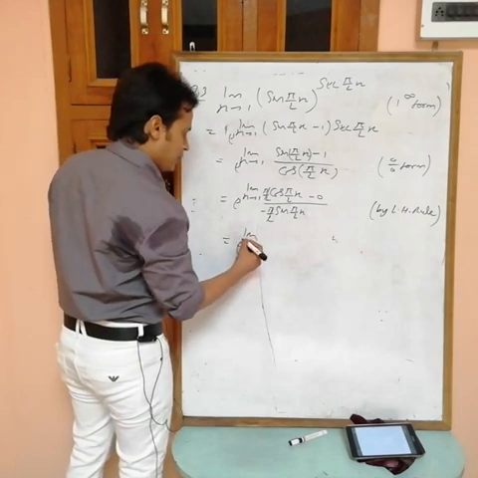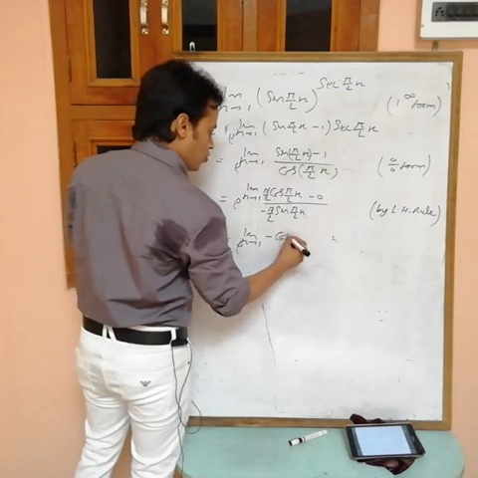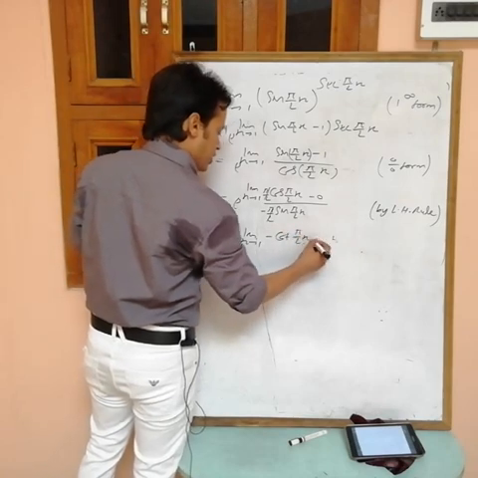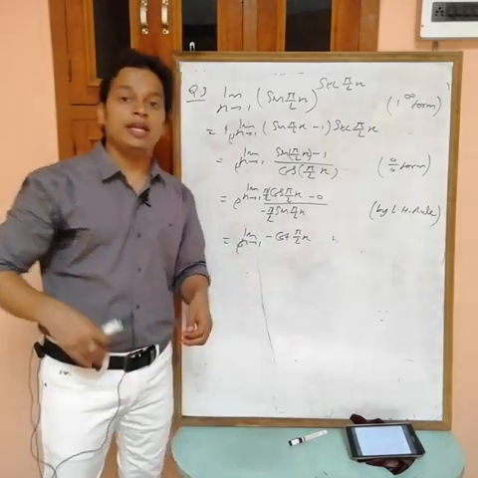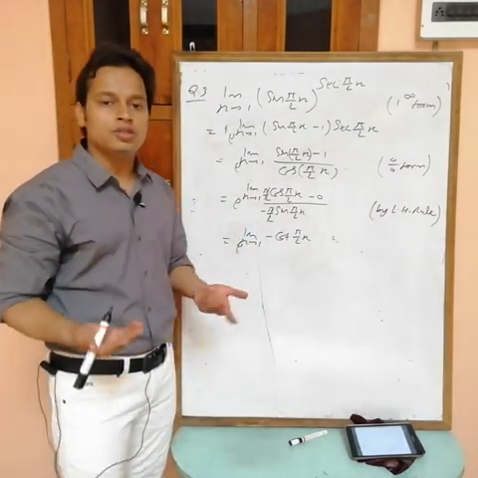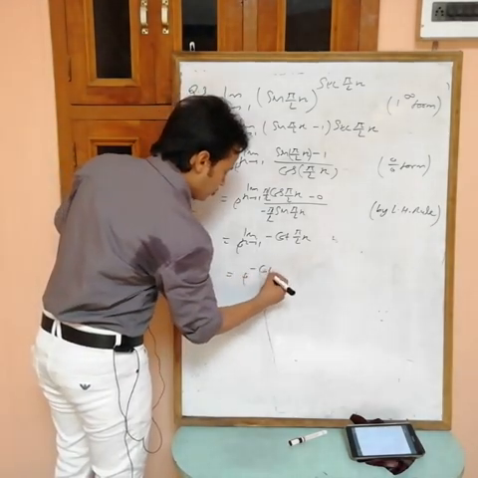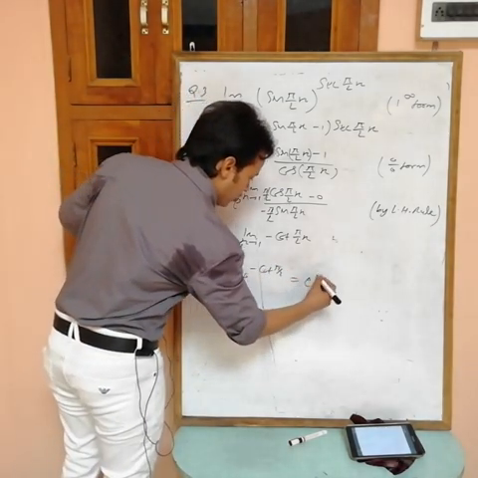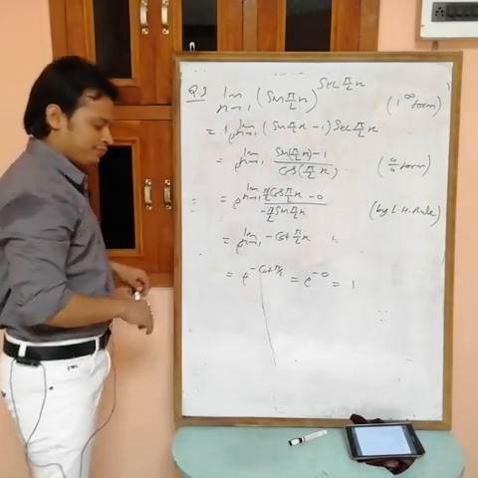What we are getting is e power limit x tending to 1 of minus cos by sin, which is cot(pi/2x). Now if I put x equals 1, then cot(pi/2). Tan(pi/2) is infinity, and cot(pi/2) is 0. So it is a finite value now, so put e power minus cot(pi/2), e power minus 0, e power 0 is 1. Okay, write down.